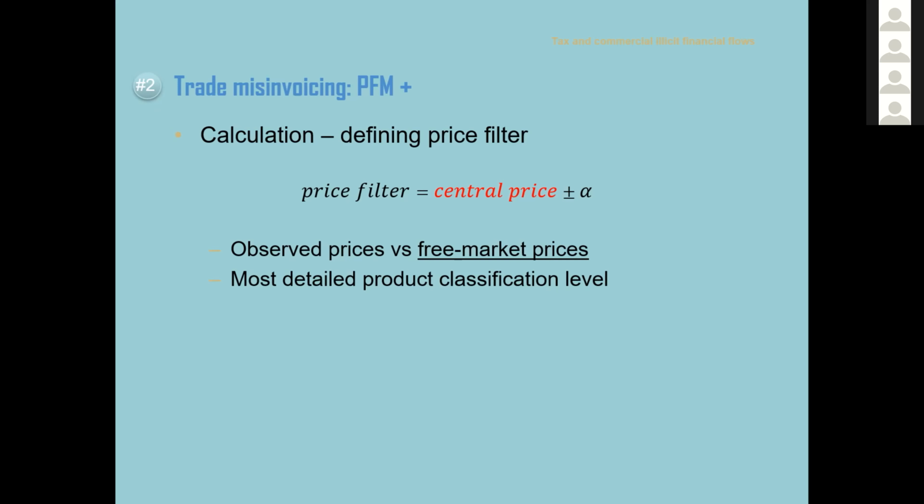So first, we have to make a decision on the price series that we are going to use throughout the application of the price filter methods. We can either use the observed prices from these transactions that we are actually working on, or we can use the free market prices. So when we want to say what is the central price, we have those 2 options.